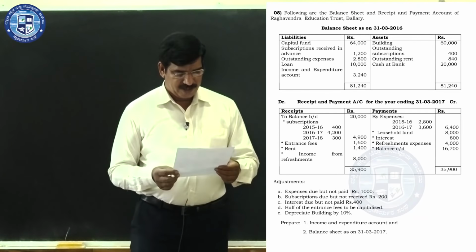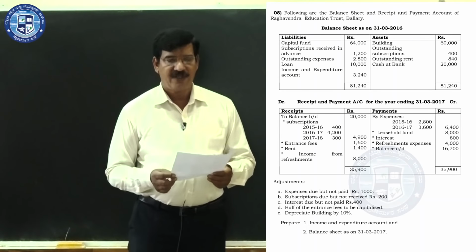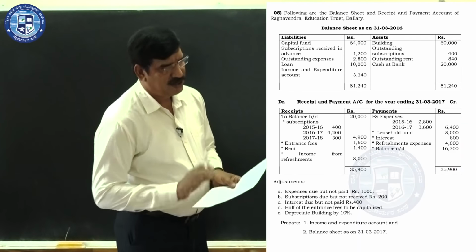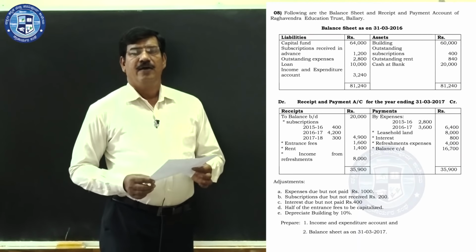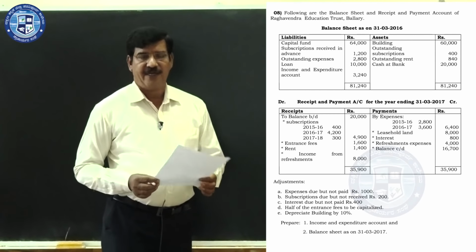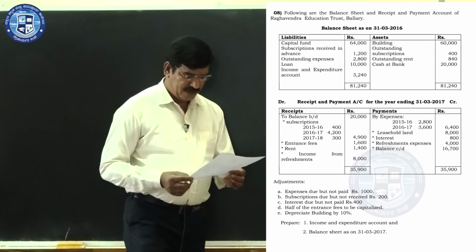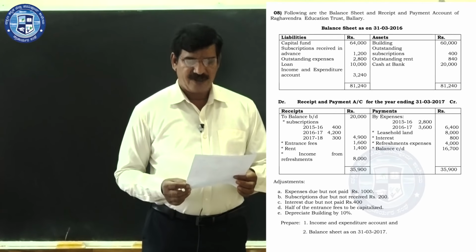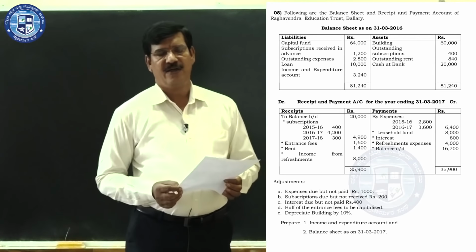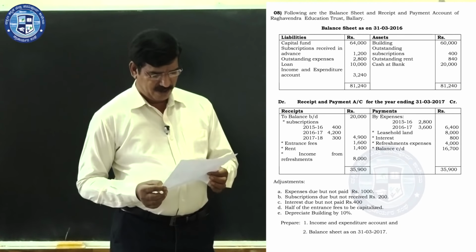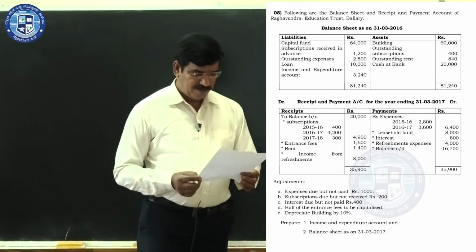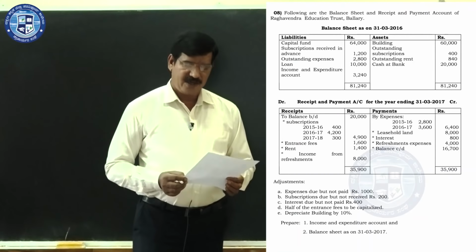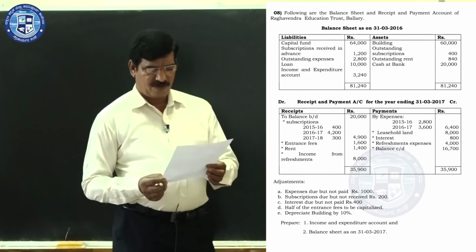Now let's look at the adjustments. Expenses due but not paid, 1,000, has to be recorded twice. All the adjustments have to be recorded twice. For expenses due but not paid, once it has to be added to the expenses, and again the 1,000 is to be entered on the liability side of the balance sheet. Subscription due but not received, 200: you have to add it to the subscription once, and again write it on the asset side of the balance sheet.